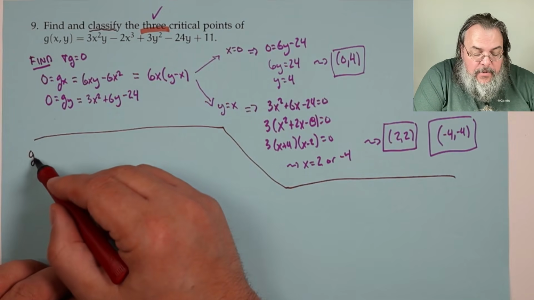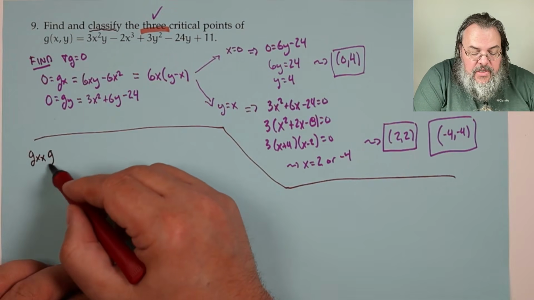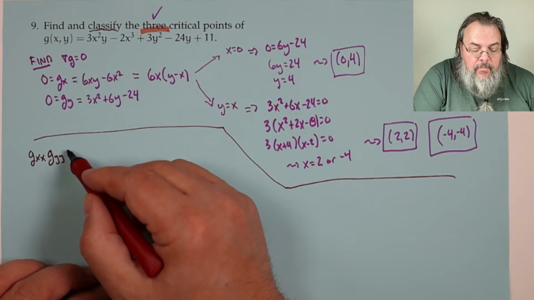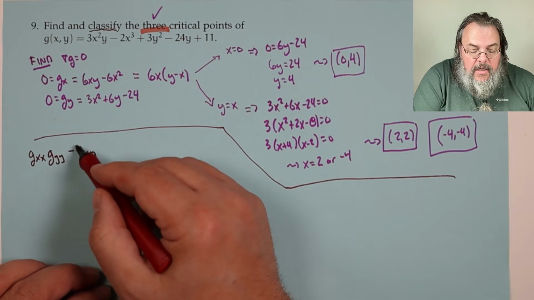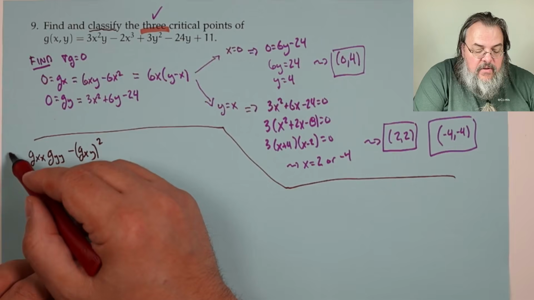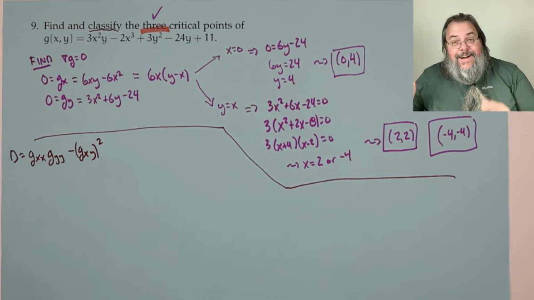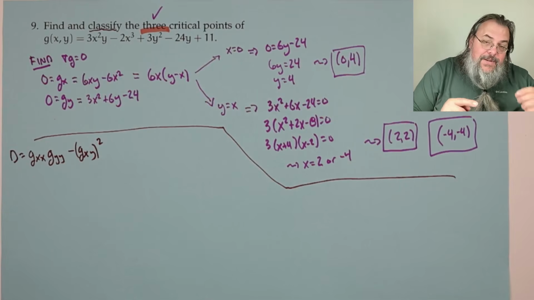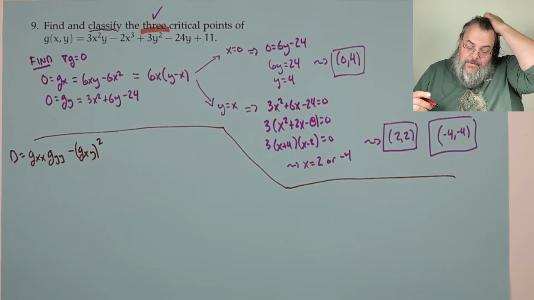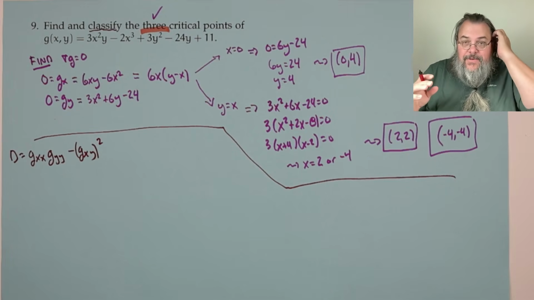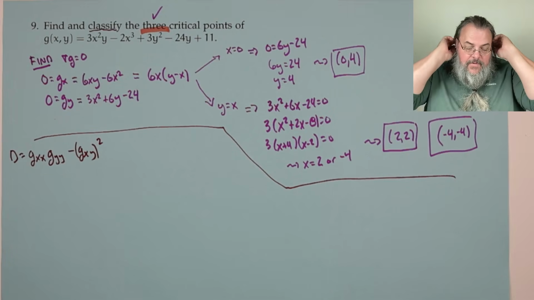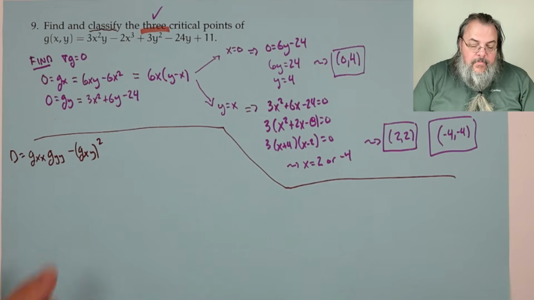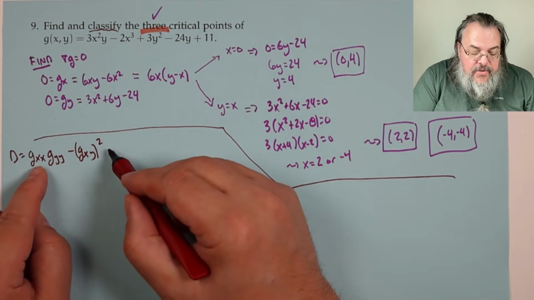We need to figure out what's gxx times gyy minus gxy quantity squared. This is sometimes called d, not to be confused with d for derivative. This is more the d for discriminant, but that's a different story. But anyways, we have this quantity here. Now let's compute these partial derivatives.